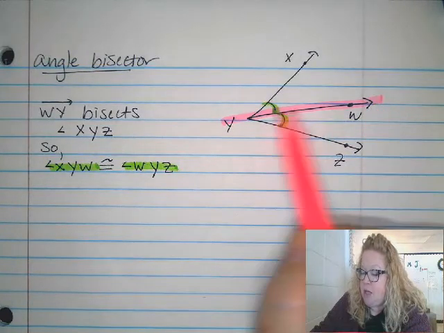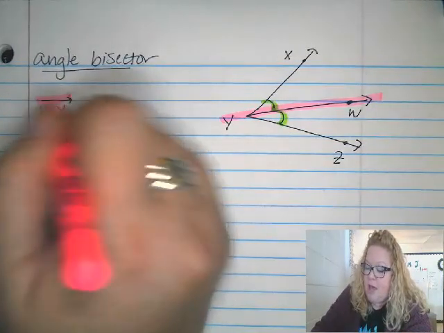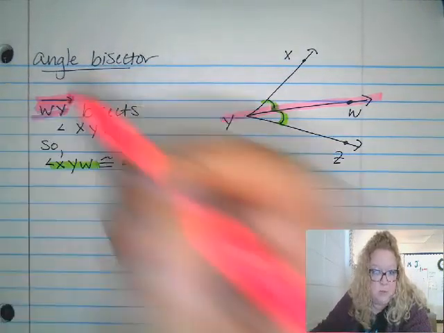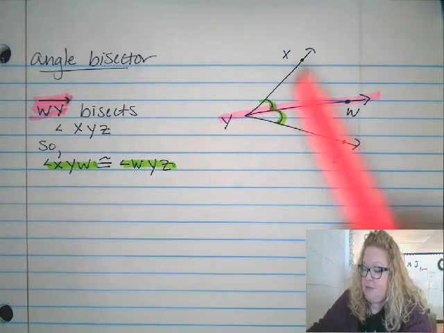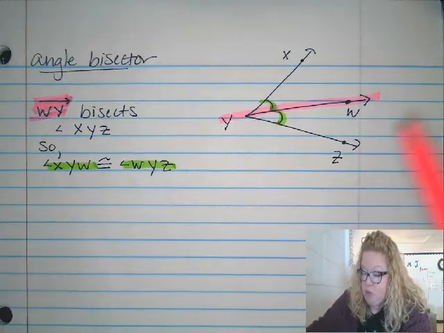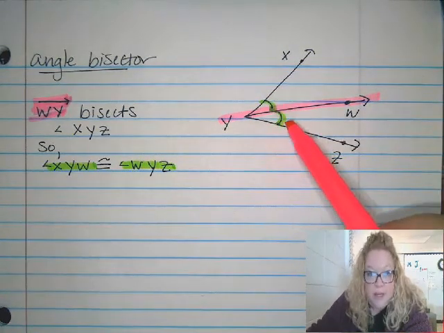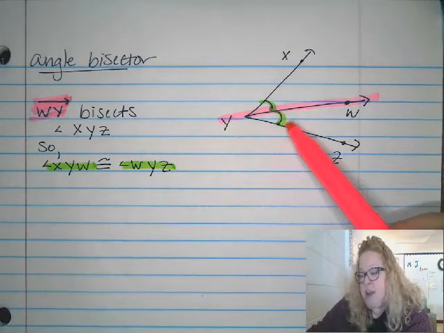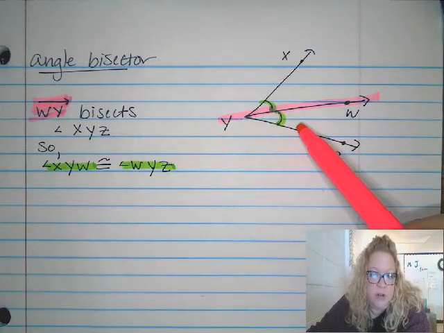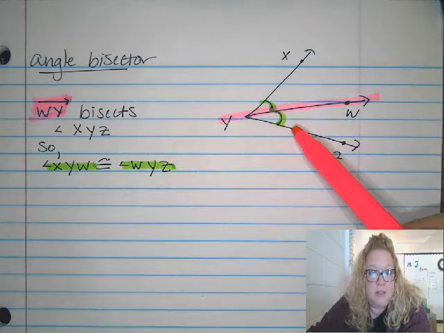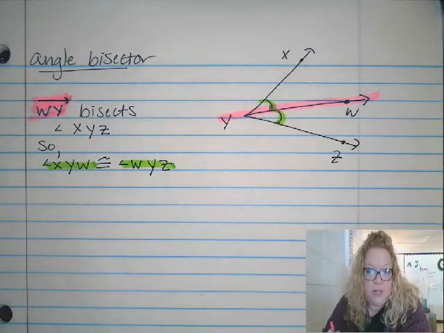So this right here, this ray WY, is our Mrs. Rulin. That's the chopper. This ray bisects XYZ, which means it creates two equal pieces. So again, if I used it in algebra and I said this is 30 degrees, then I would know that that's 30 degrees, or whatever they want us to solve. I know I have two equal pieces.